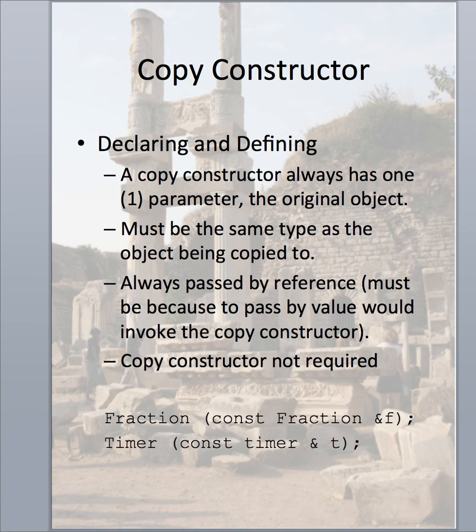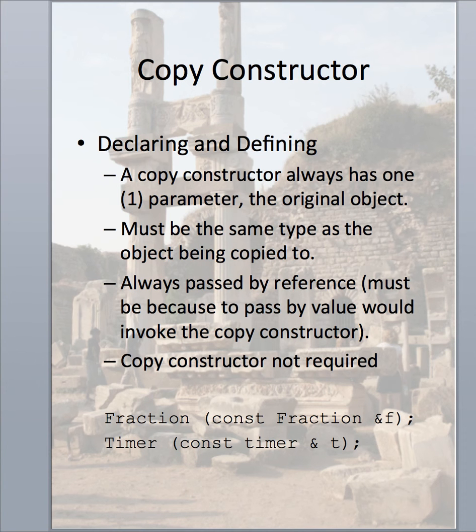If we need to create a copy constructor because we have dynamically allocated data, then the way we do that is we create a constructor that has one parameter, and that is a reference or the address of the original object. It has to be the same type as the object being copied, and it always is passed by reference. Because if we pass by value, that would invoke the copy constructor, and we'd end up with a circular definition. But in many cases, the copy constructor is not required.